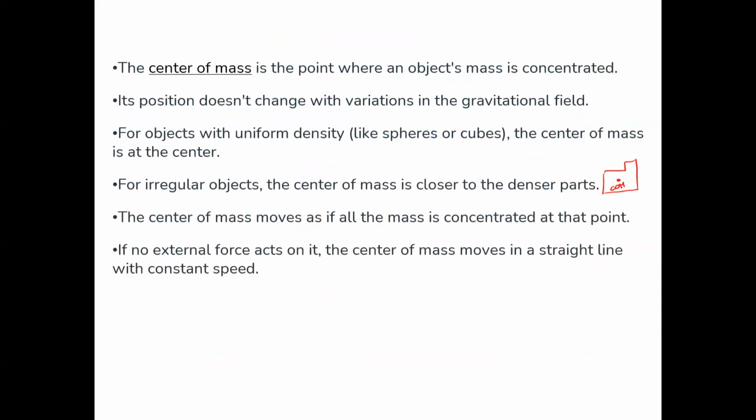If no external forces act on it, the center of mass moves in a straight line with constant speed. Makes sense, just like any object we studied before. We used to represent the object to be moving in a straight line at a constant speed where the net force is 0.